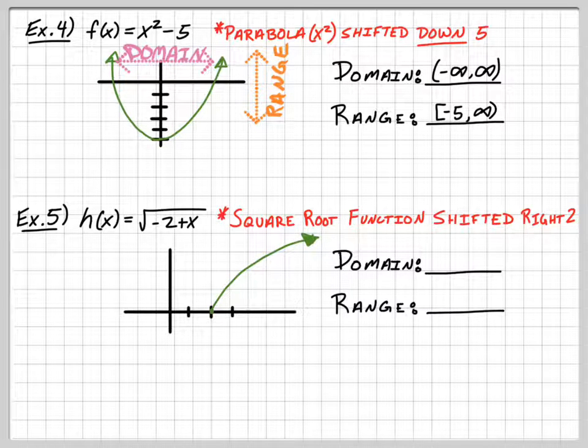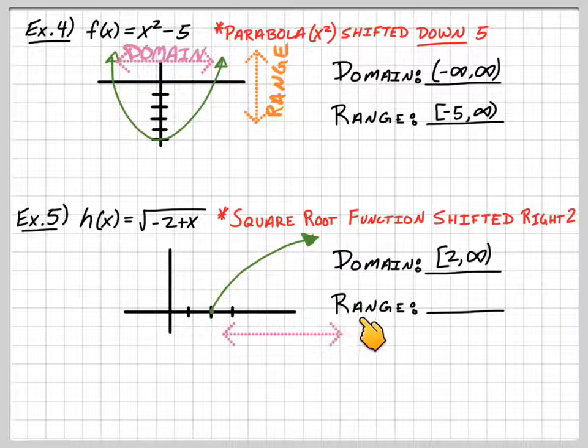So for the domain, again, the pink arrows, how widespread is it? Well, it certainly never goes below 2 on the x-axis, and there's no limit on how high it goes. In terms of the x values, it'll go off this way to infinity. That's where the arrow's pointing. So 2 is included right there. It hits that point, and then off to positive infinity for the domain.